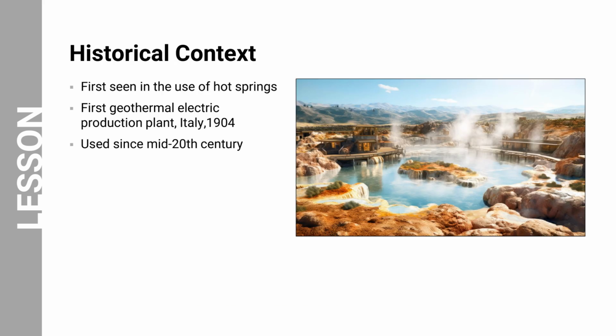Geothermal energy has been used for thousands of years for heating and bathing. The earliest known use of geothermal energy was in China, where people used hot springs to heat their homes and temples. The first geothermal electrical production plant was built in Italy in 1904. However, geothermal energy did not become a significant source of electricity until the late 20th century. Geothermal energy has been used for electricity generation and other applications in regions with geothermal resources, such as Iceland, New Zealand, and the US, since the mid-20th century.